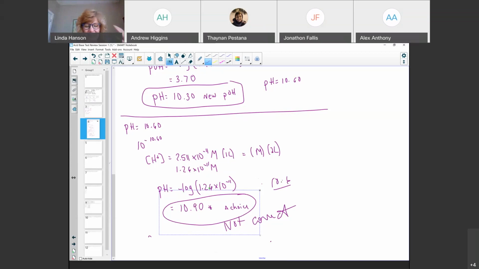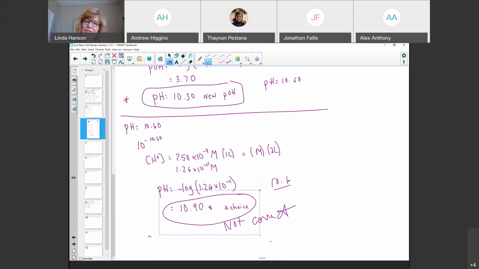So if I forgot that I was working with a basic solution and I should be tracking the hydroxide ion for the dilution, and I went ahead and did my MV equal MV straight from pH, at the end I should go, well, that makes no sense. 10.9 is a more basic solution. I can't add water and make something become more basic. That would allow me to go back and say, oh, since I'm using a basic solution, the dilution has to focus on the base ion and not the acid ion.